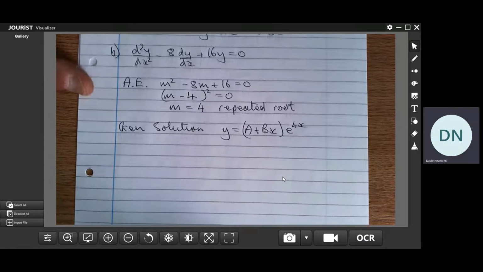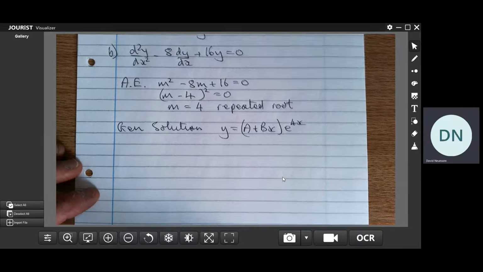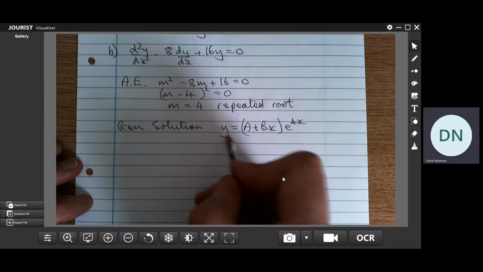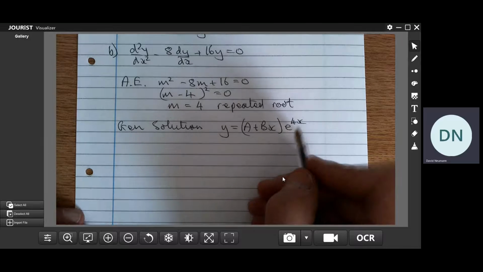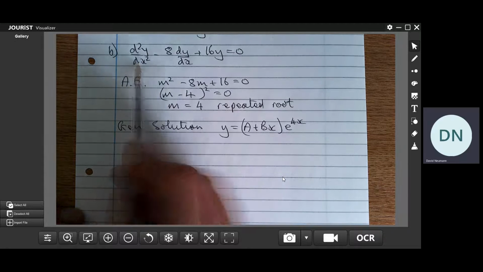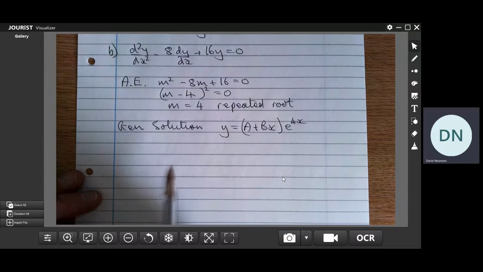Oops, let's put that so you can see that there. Again, I would strongly suggest that you differentiate this twice and see that when you take d2y by dx squared minus 8 dy by dx plus 16y, everything cancels out, you get 0.